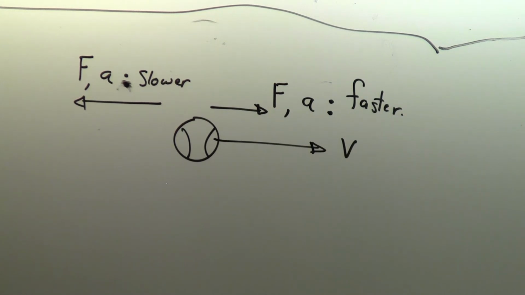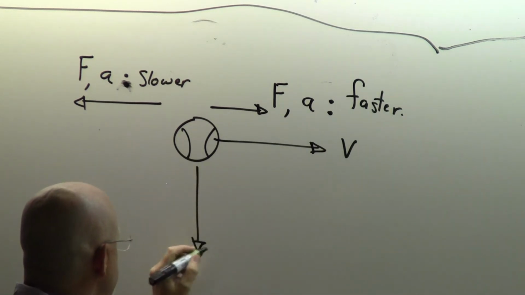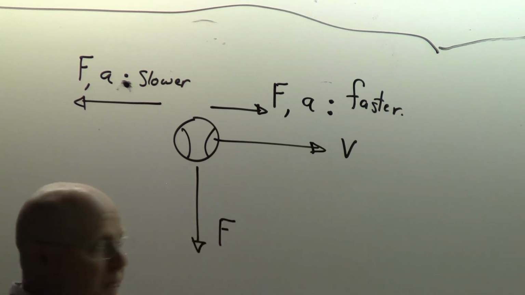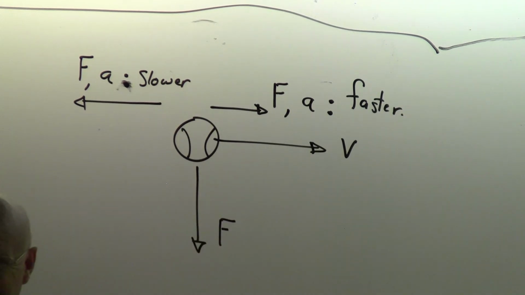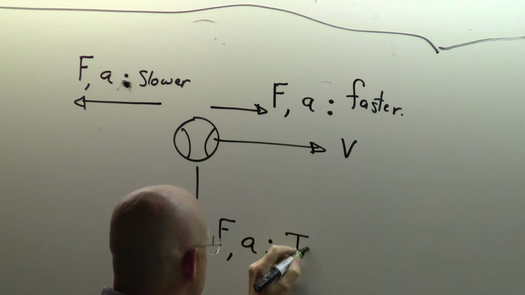What direction do you have to apply the force to make it turn? And so if I were to apply a force perpendicular to the direction it is moving, then it would turn. It wouldn't go faster or slower. It would just turn. And so I will put in this diagram that part.